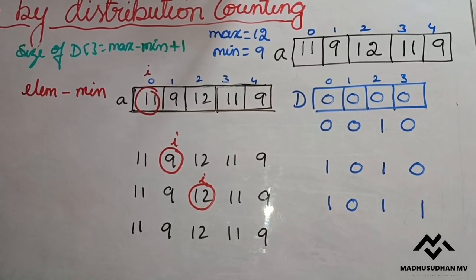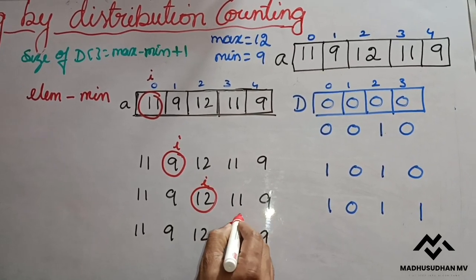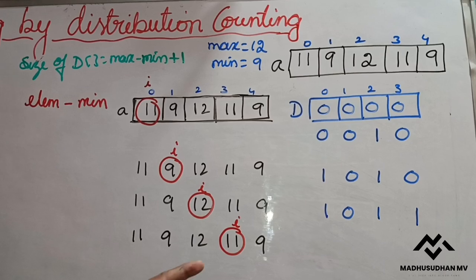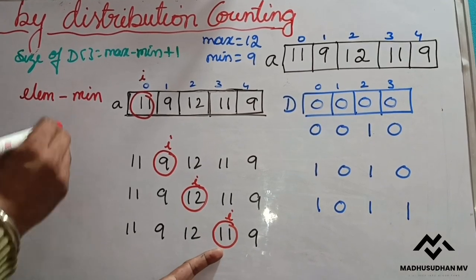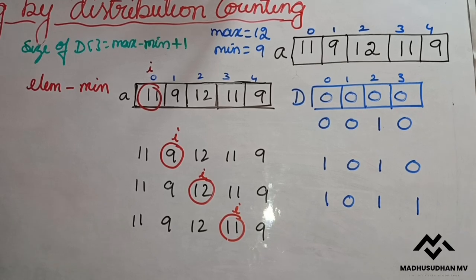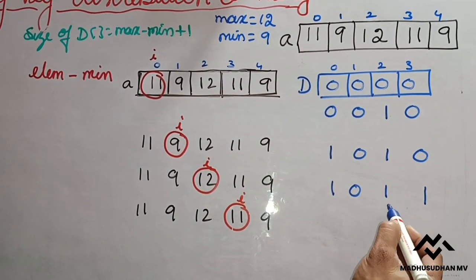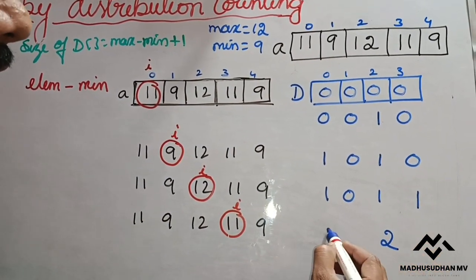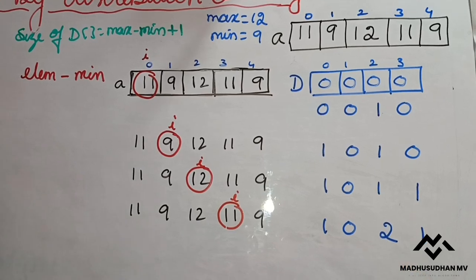Next I will consider the next element. This is my ith element. That is 11 minus the minimum element, 11 minus 9 is 2. In position 2 I am incrementing. Right now it is 1, and I am incrementing it. Remaining elements as they are.